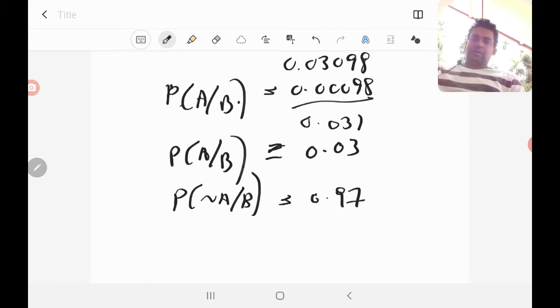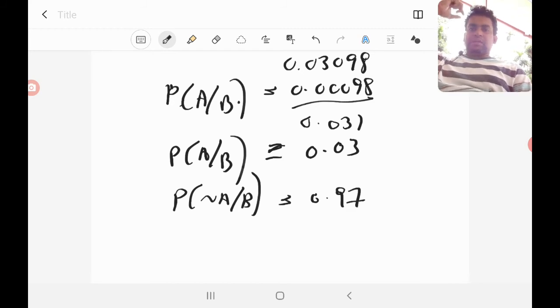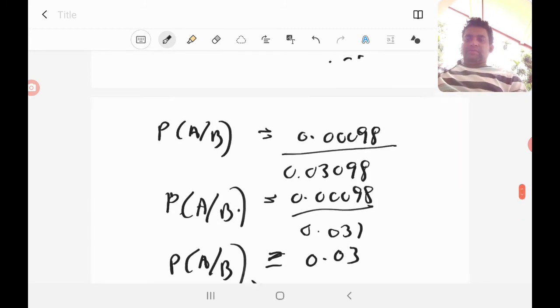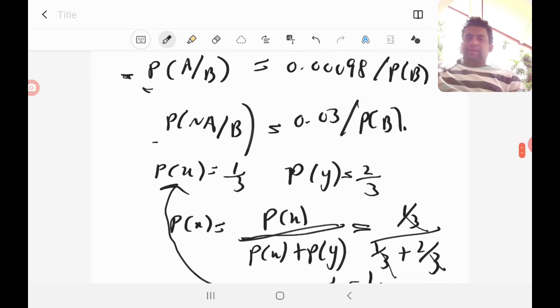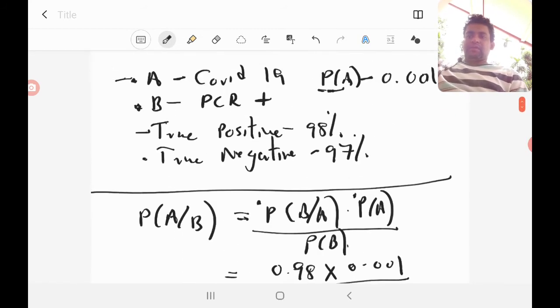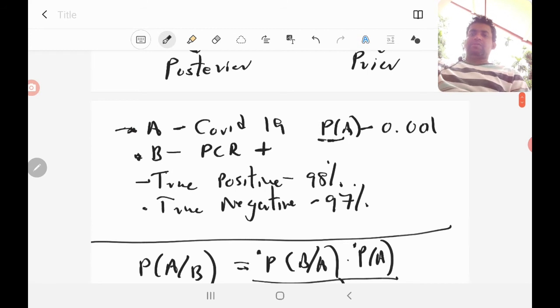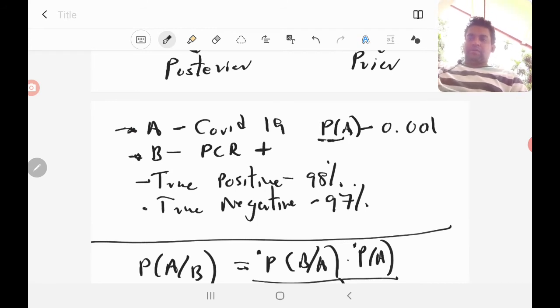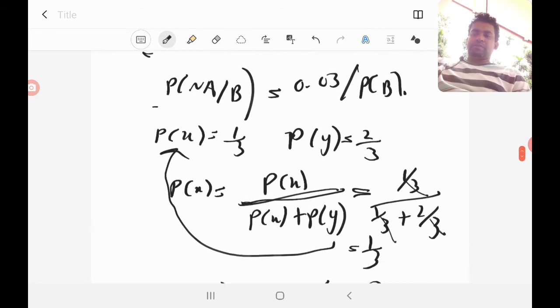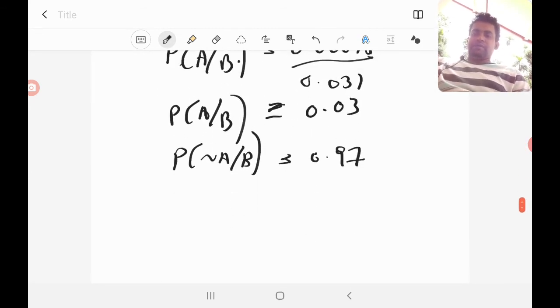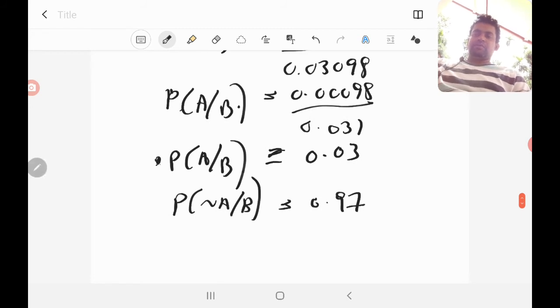If you think of the conditional probabilities, those are the only two possibilities. Now what does this mean? A is the event that someone has COVID-19, and B is the event that someone is tested positive from the PCR test. So what this means is, if someone is tested positive, the probability that they have COVID is 0.03, and the probability that they don't have COVID is 0.97.